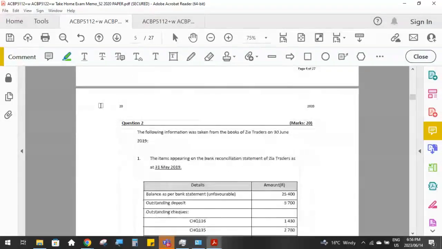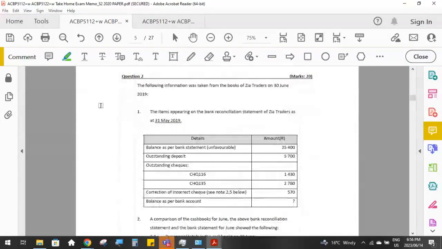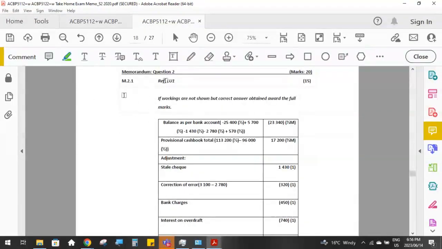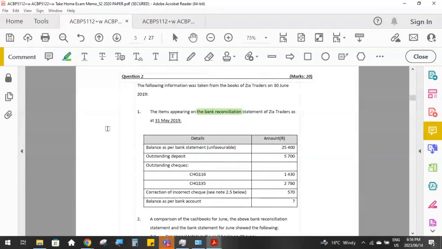Okay, then let's have a look at what the second question is. This one is for 20 marks. And this is a bank recon question. So learning unit 1, bank recon. And they've said the following information was taken from the books of Zia traders on the 30th of June 2019. You must highlight your dates. It's very important.